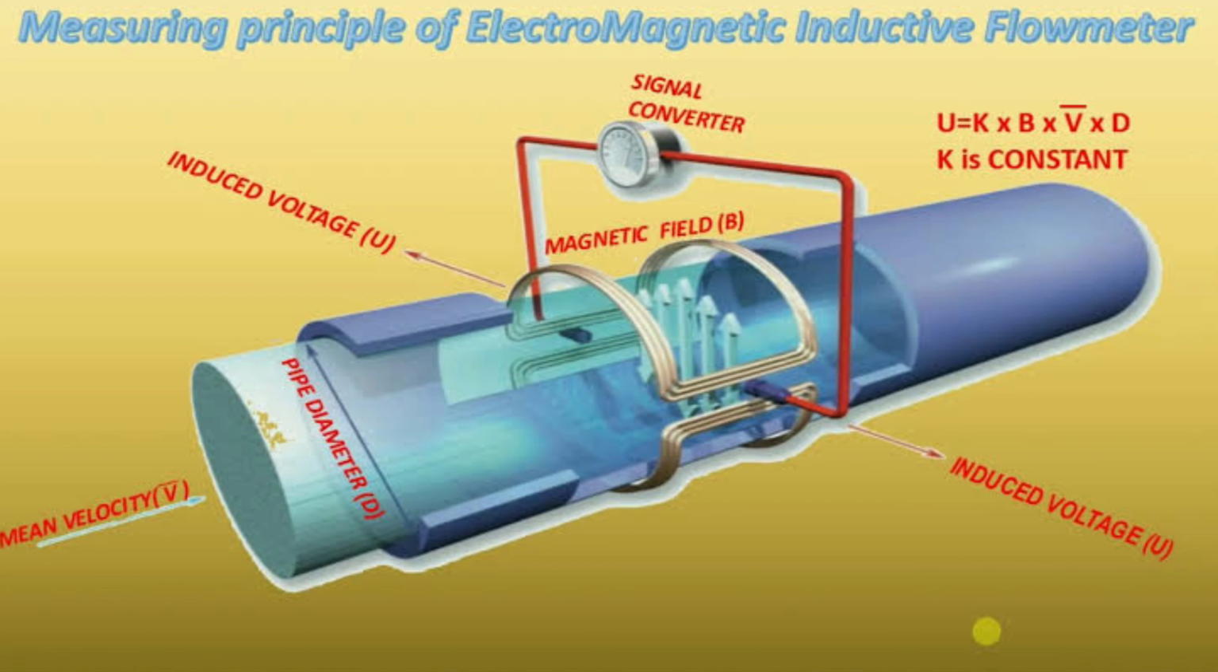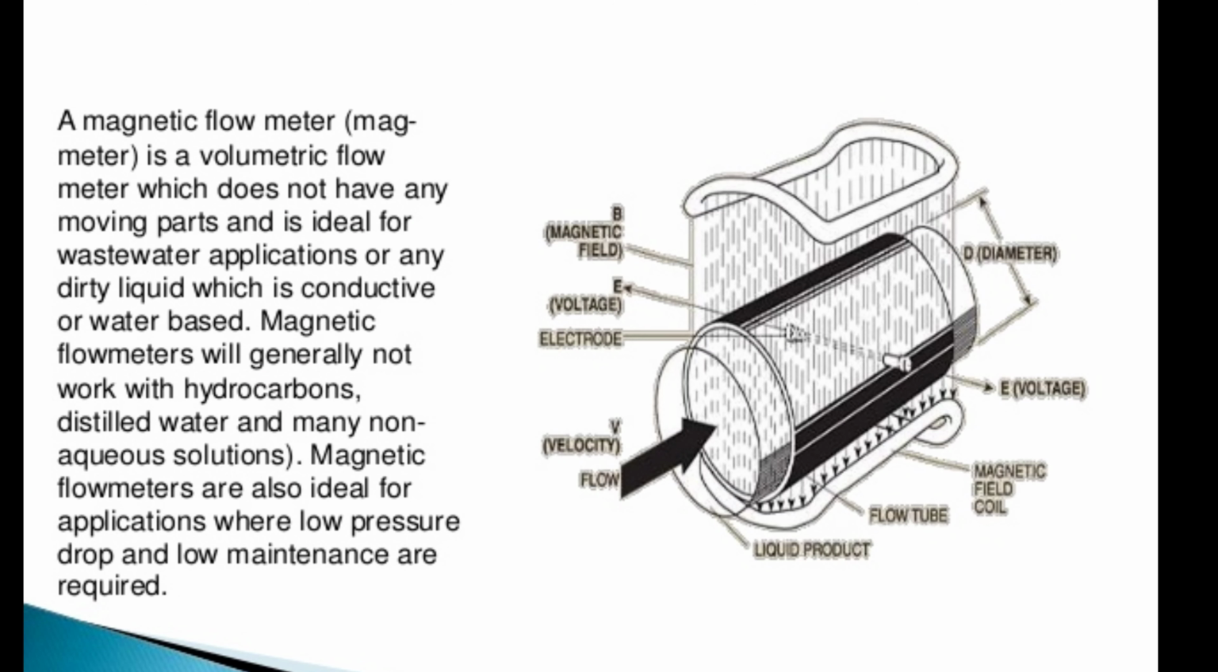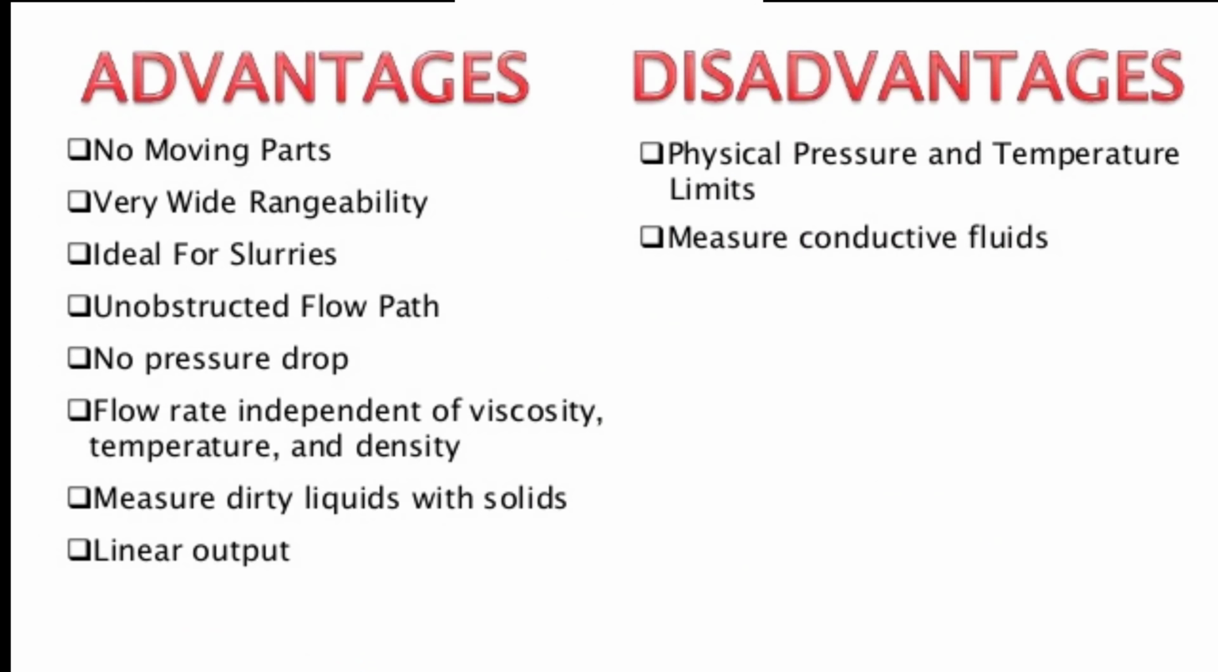A liquid has to conduct, then only we can use electromagnetic flow meters. If the liquid is not conducting, we are not using that. Electromagnetic flow meters are not suitable for that. The device doesn't have any moving parts and cannot work with hydrocarbons and distilled water. Distilled water does not conduct electricity. You can see we are using electromagnetic flow meters in pipes.